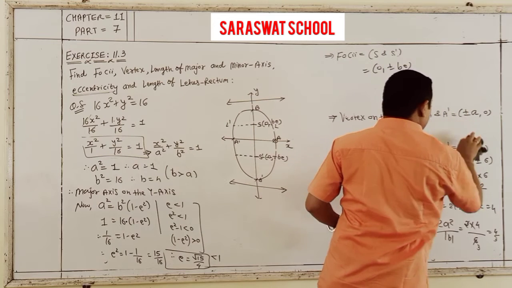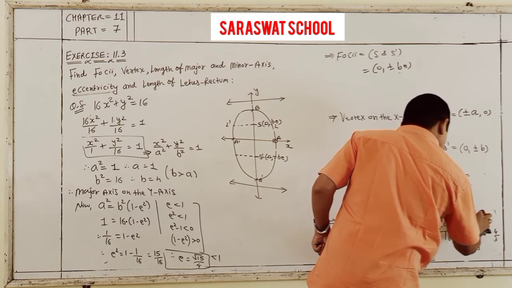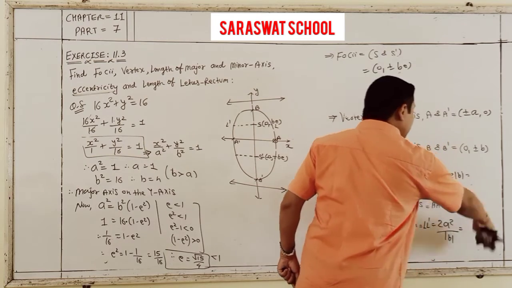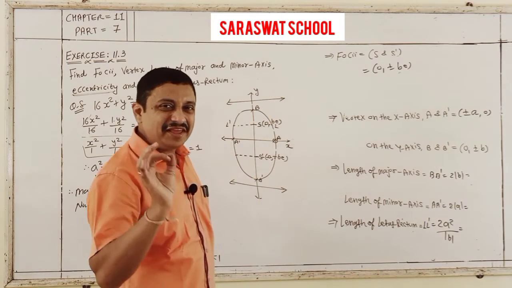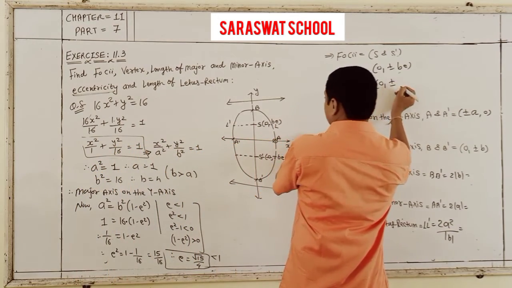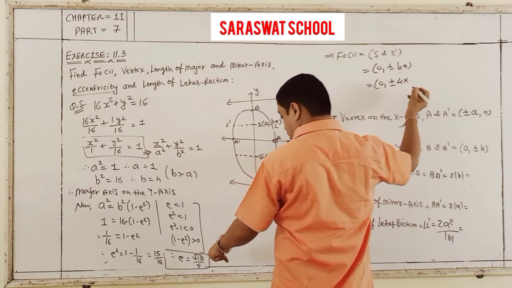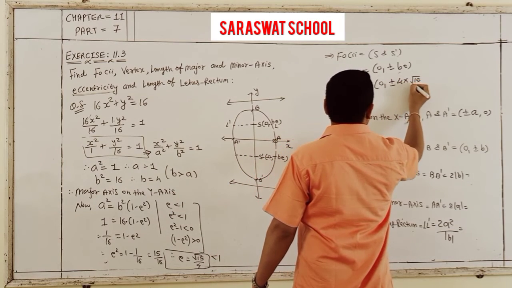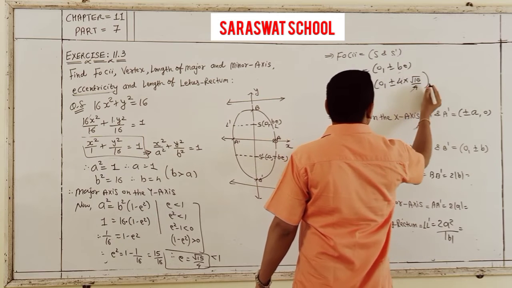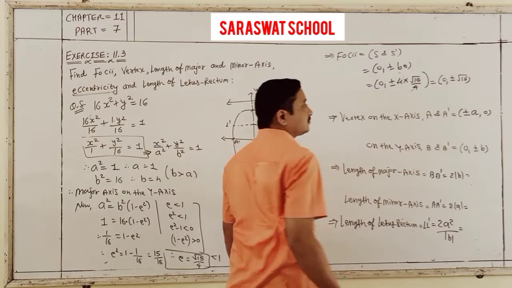Major axis along your y-axis. Only a and b values, students, you put down there and easily and happily done. So the foci are 0 comma plus or minus b. What's the b? b is 4. But e is root 15 by 4. So my answer is 0 comma plus or minus root 15.